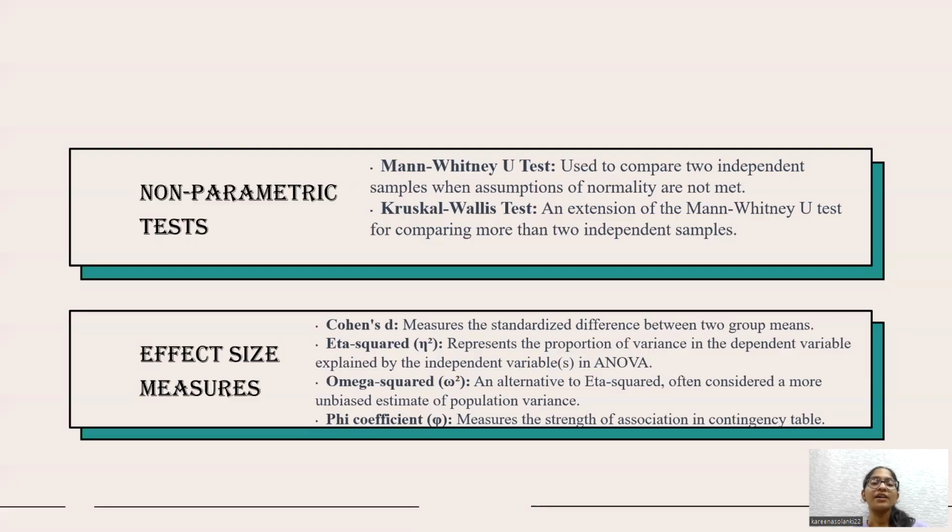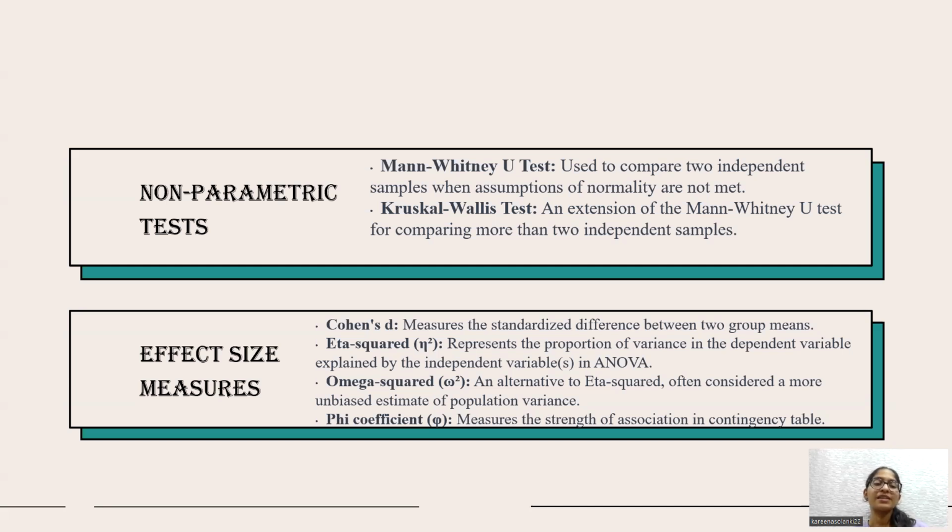The other topics are the non-parametric tests. There are two kinds of tests. The first one is Mann-Whitney U test. It is used to compare two independent samples when assumptions of normality are not met, and an extension of Mann-Whitney U test for comparing more than two independent samples.